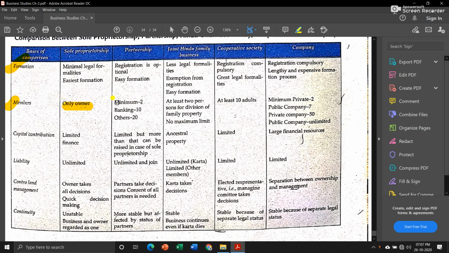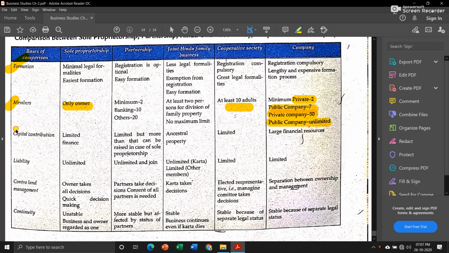Then members: sole proprietorship has only 1 owner. In partnership, minimum 2, banking 10, others 20. Then joint Hindu family, at least 2 persons for division of family property, and no maximum limit. Then for cooperative society, minimum 10 adults. For company, minimum 2. Minimum in private company 2, public company 7. In private company maximum 50, and in public company it is unlimited.